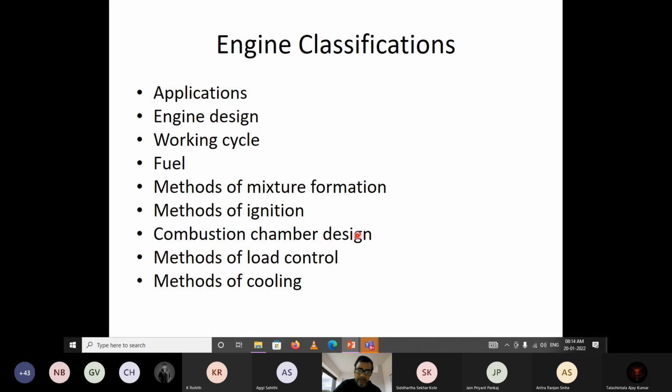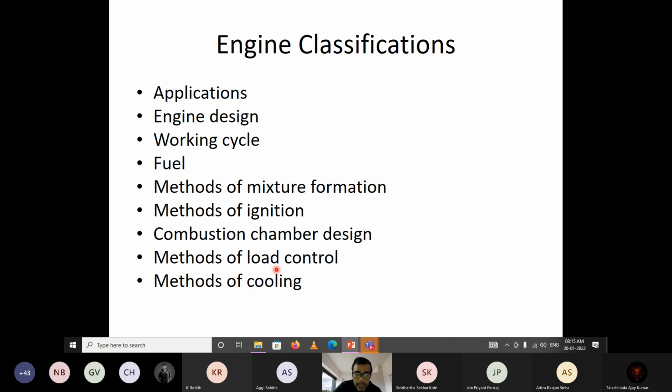Then combustion chamber design. Is it an open combustion chamber, or is the combustion chamber divided into two parts? Then methods of load control. Load control means whether you are controlling the fuel and air mixture, or you are controlling only the amount of the fuel. Which one are you directly controlling? Which parameter, either fuel or the mixture of fuel and air, do you have to control in order to control the load?